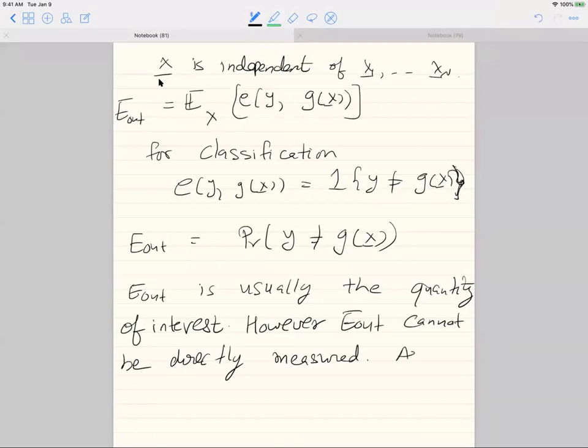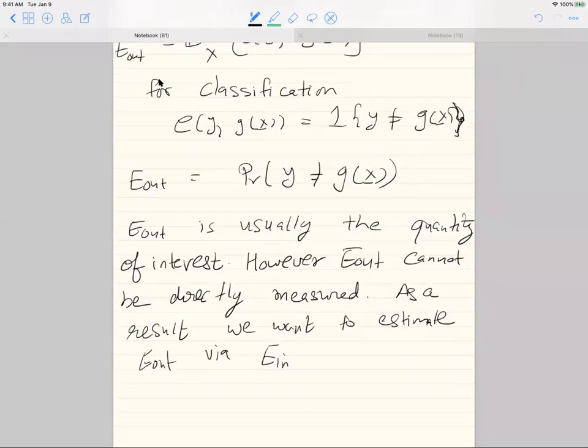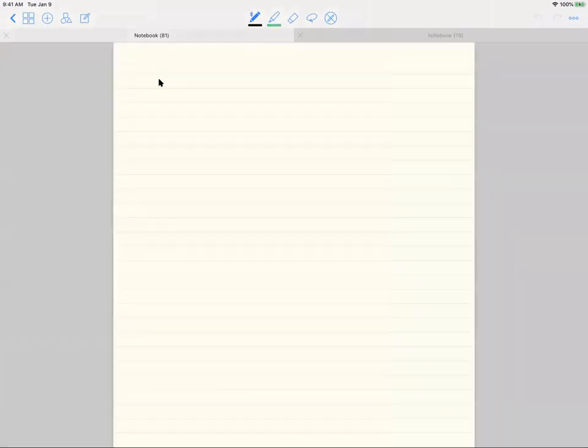As a result, we want to estimate E out via E in, which can be computed. We can compute E in, but that is the error we make on the training data. That is not so much important to us. What is important is the error we make on fresh samples, the test error. So E out is usually the quantity of interest, but we generally cannot directly compute it because Px is not known, f of x is not known, and so on. However, we want to estimate it via the quantity that we can measure, which is E in, the training error. So what PAC Learning does is it provides us a mathematical framework to develop a relationship between E in and E out. In order to understand this, we will do an example.